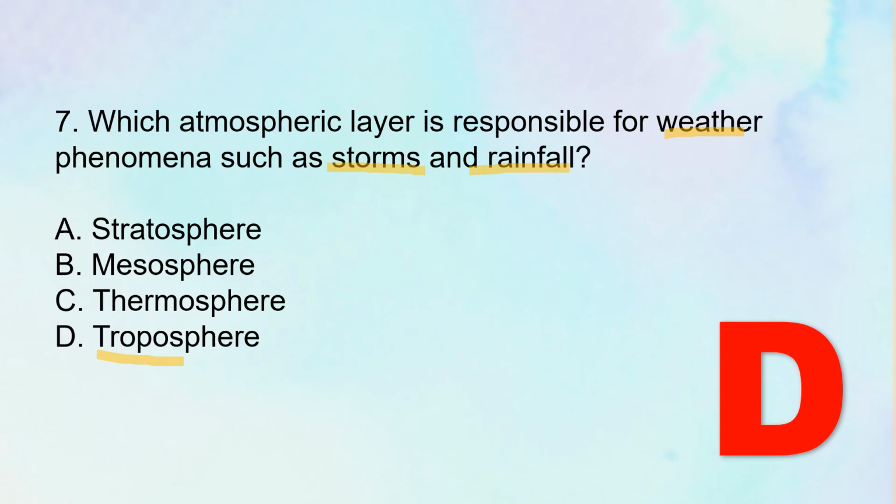Thermosphere contains the auroras and is extremely hot, but it does not affect weather. For weather patterns, we have troposphere.